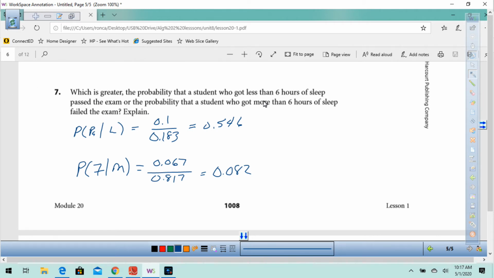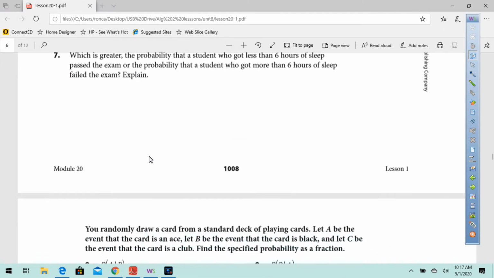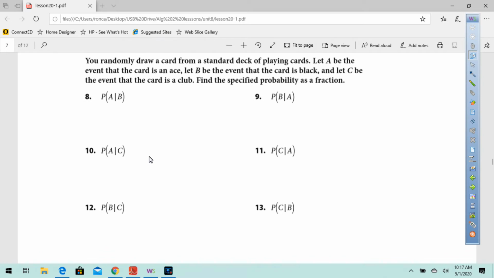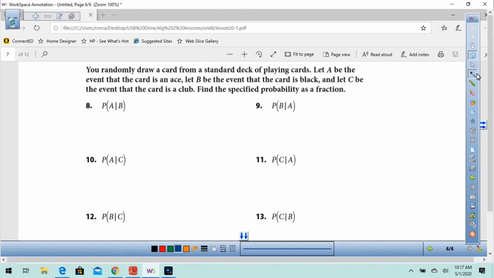So which is greater? The probability that a student who got less than 6 hours of sleep passed the exam, or the probability that a student who got more than 6 hours sleep failed the exam? All right. Well, this is definitely larger. Why? Probably because they studied. Huh. All right. You should still get your 8 hours sleep, though. Just time management.